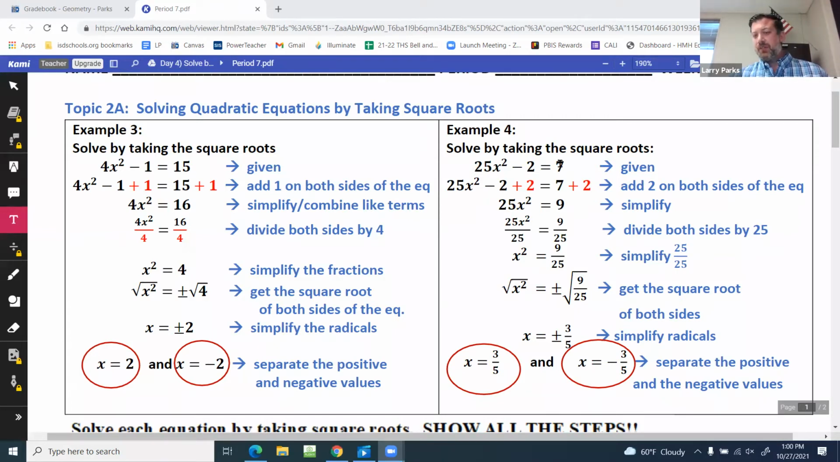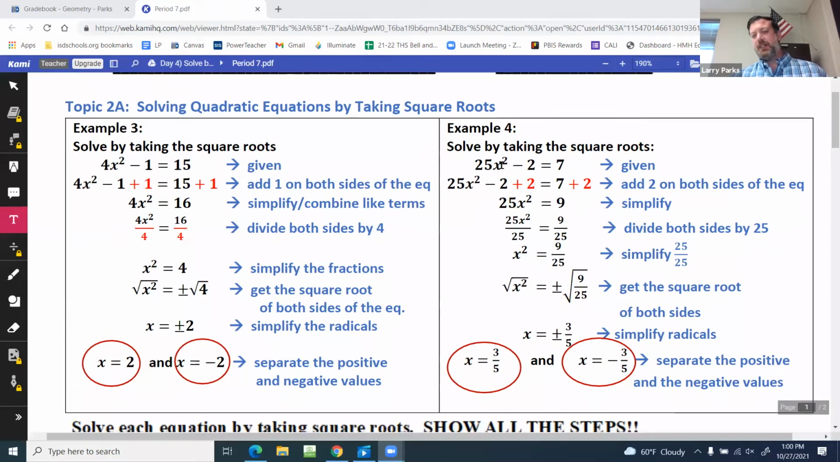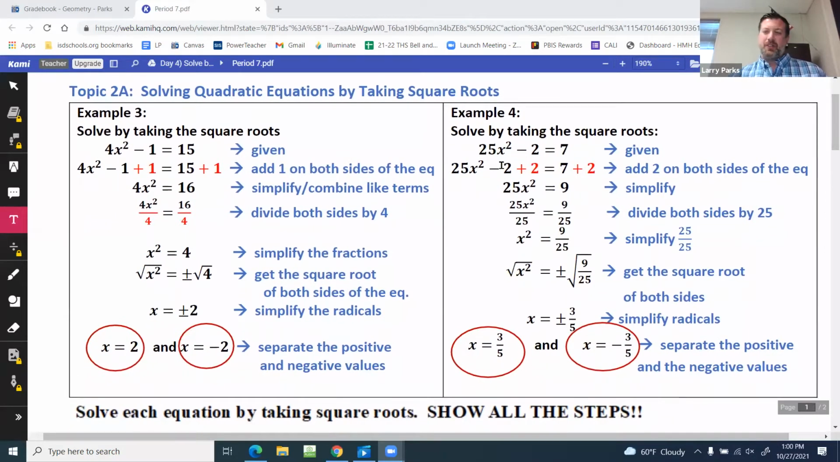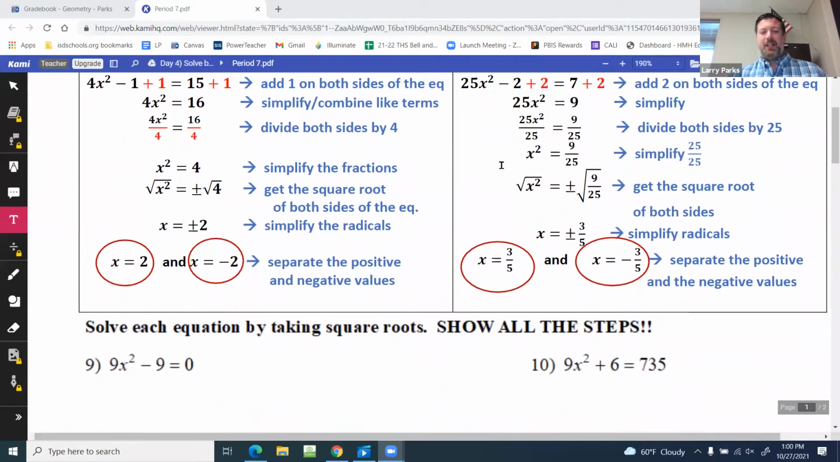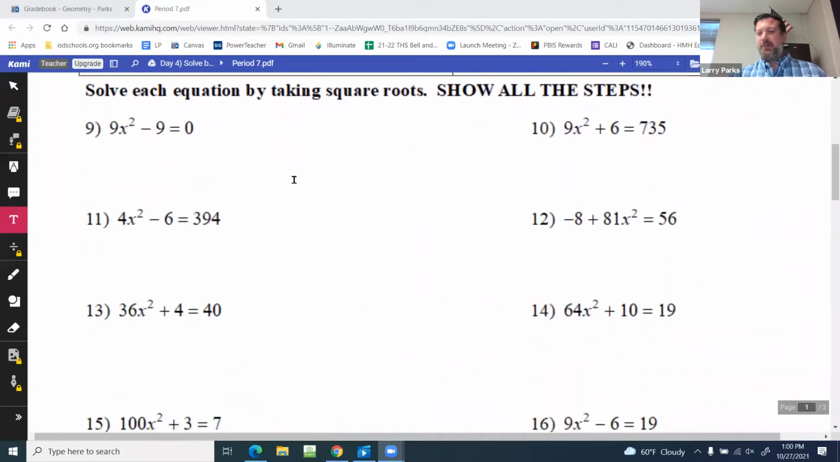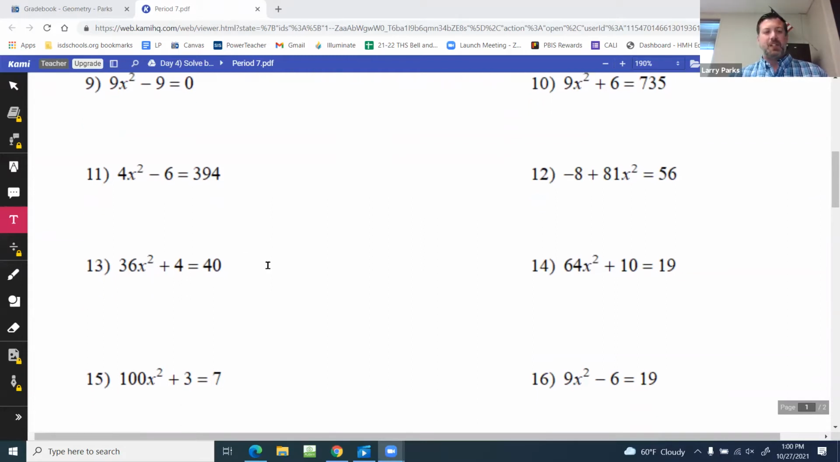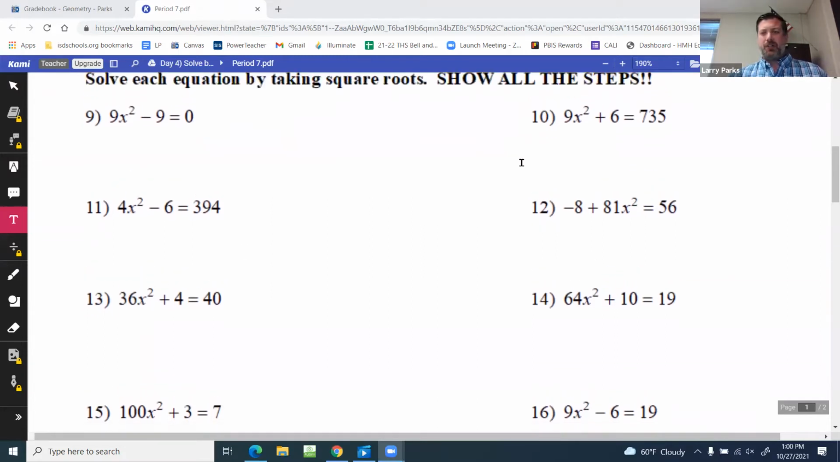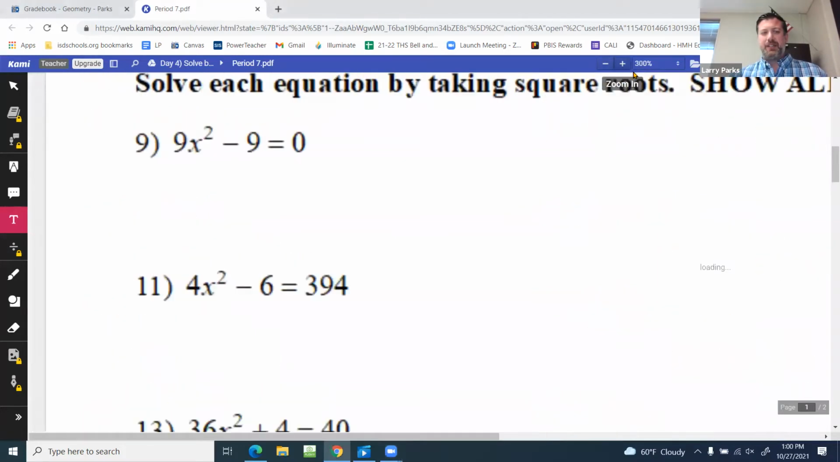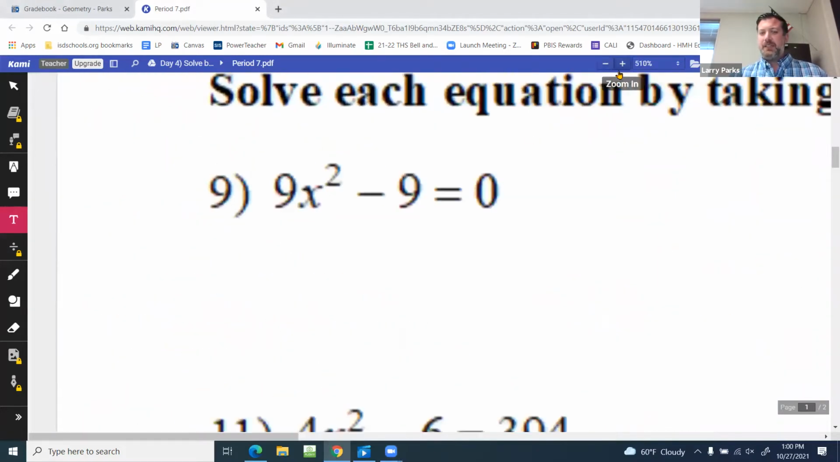So you move the 25 over, and now you have x squared, and then you take the square root of both sides. So solving by square roots is relatively easy. But you'll notice, like on number 9, that there is no x term. No x term, no x term, and so on. So I'm just going to pick and choose which problems we do together. I'll start with number 9.